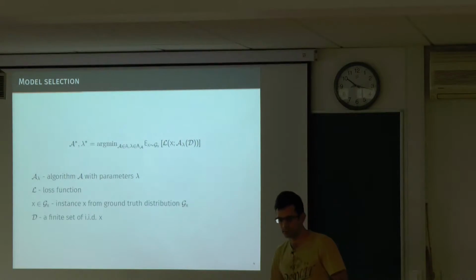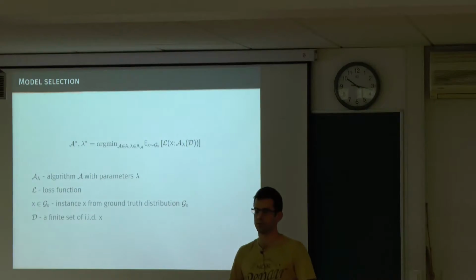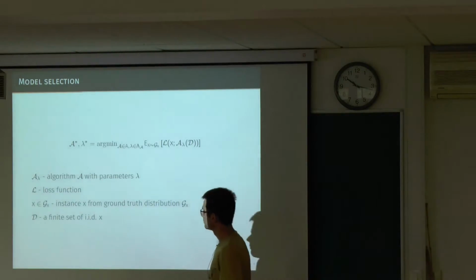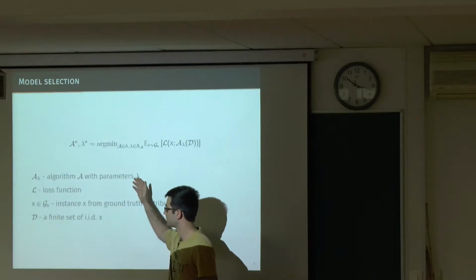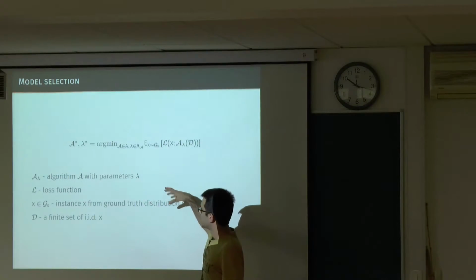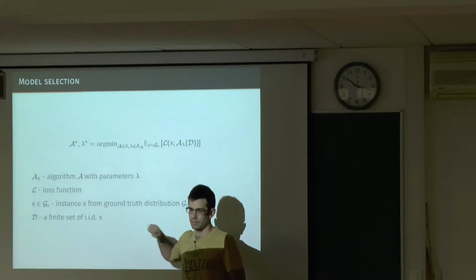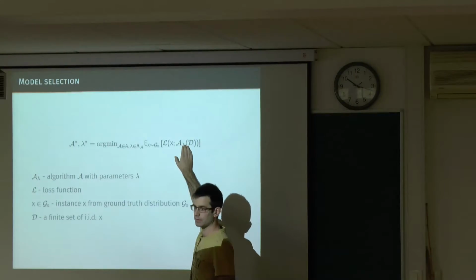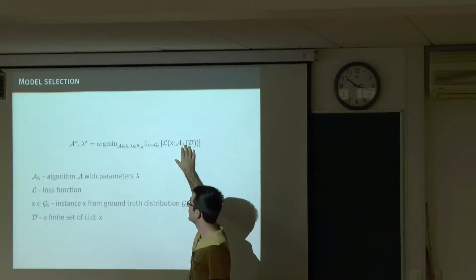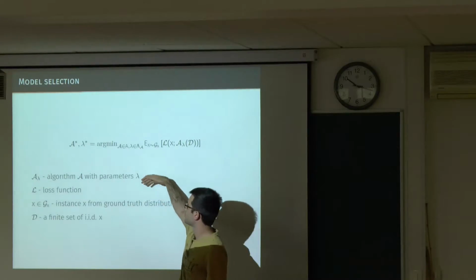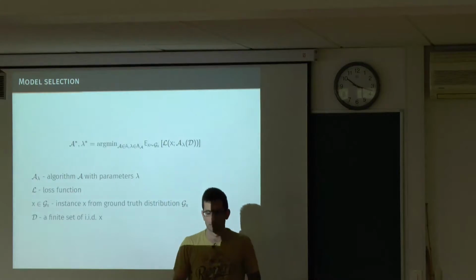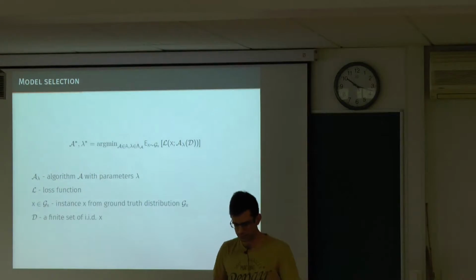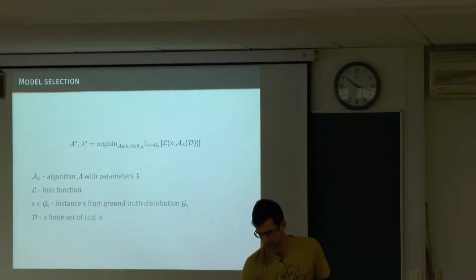So, model selection. Model selection is basically an optimization problem where you try to find the algorithm A that has some parameters lambda that, given some finite set of x's instances, models the relation in the attributes of x, and then what we try to do is you try to minimize the expected loss over the instances coming from some ground truth distribution. So I promise this is the last formula.